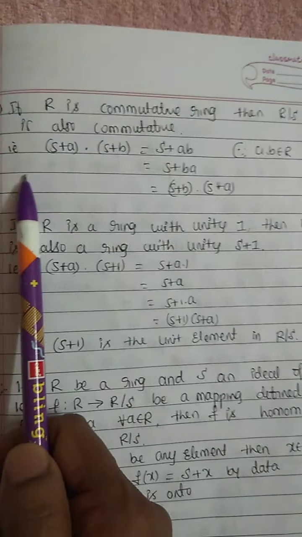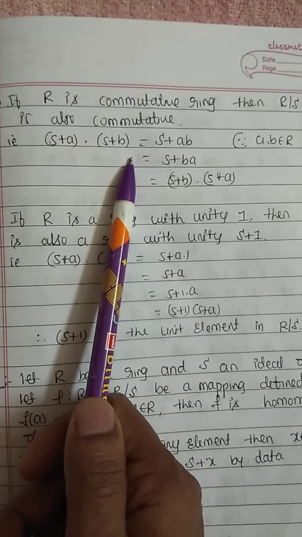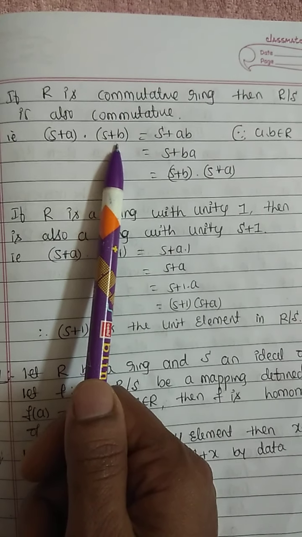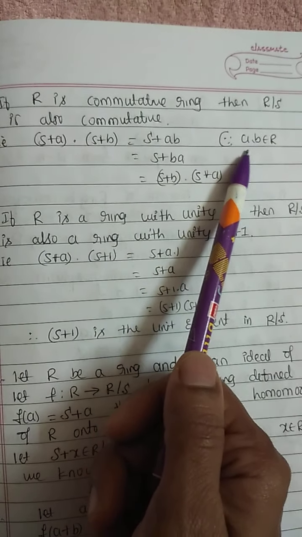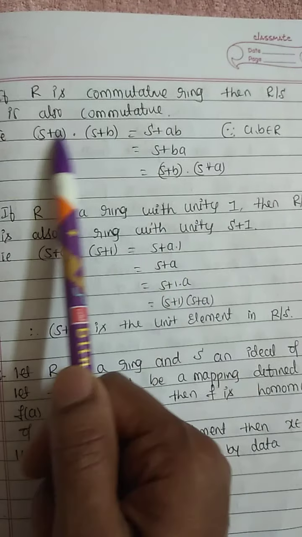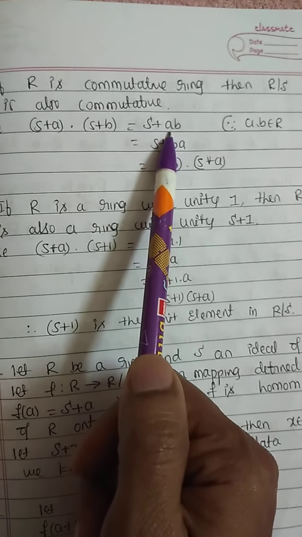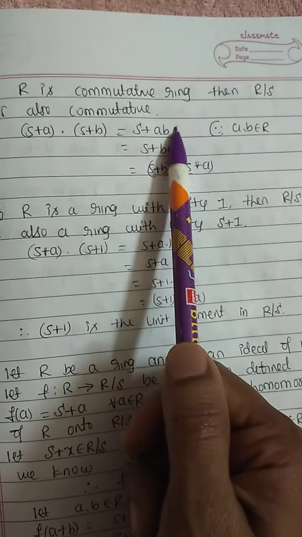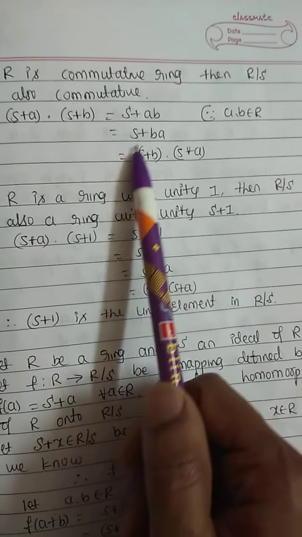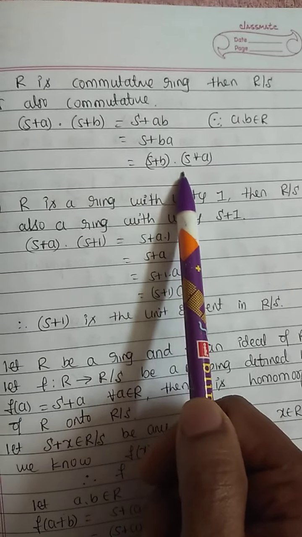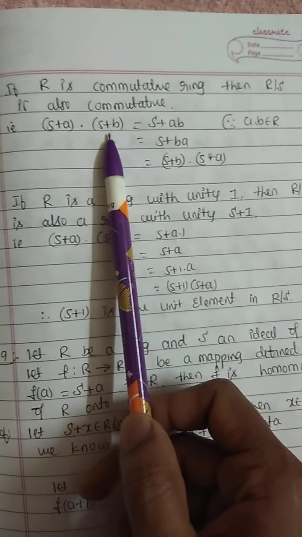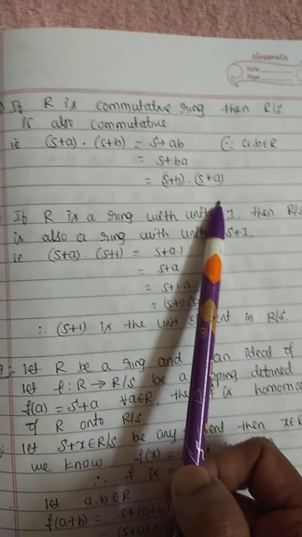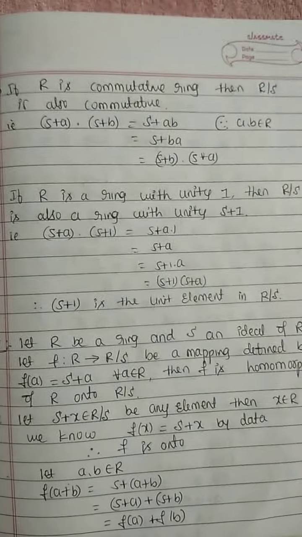For example, (S plus a) into (S plus b). By the definition of quotient ring, (S plus a) into (S plus b) is S plus ab. Here a and b are elements of R. This is by the definition of quotient ring. R is commutative, and a and b are elements of R, therefore ab can be written as ba. This can be written as (S plus b) into (S plus a). So (S plus a) into (S plus b) equals (S plus b) into (S plus a). Therefore, R by S is commutative.